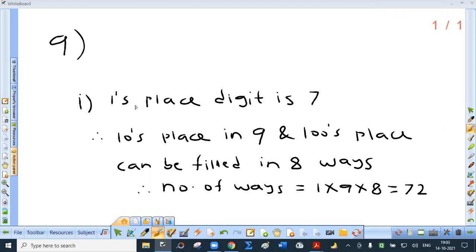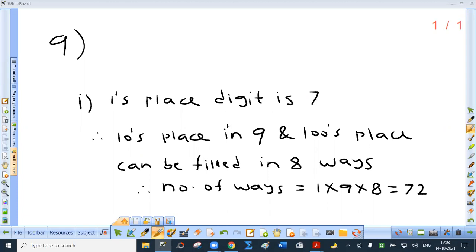Now, case one, let me explain. Units place digit is 7, so tens place in 9 ways. Why? Because 7 is strictly in the units place. This is the first case. So tens place in 9 and hundreds place in 8 ways. Why 8? Because 0 cannot be in the hundreds place, and 7 because we have considered in this case that it will be in the units place. That is why we are considering 2 more cases.